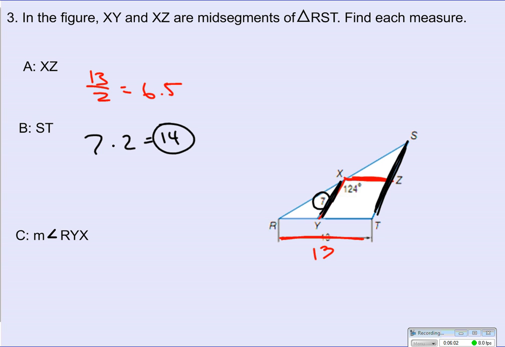So now the final piece, RYX, this angle right here. You want that. Why is it 124? Well, let's take a look and see if we can figure it out.